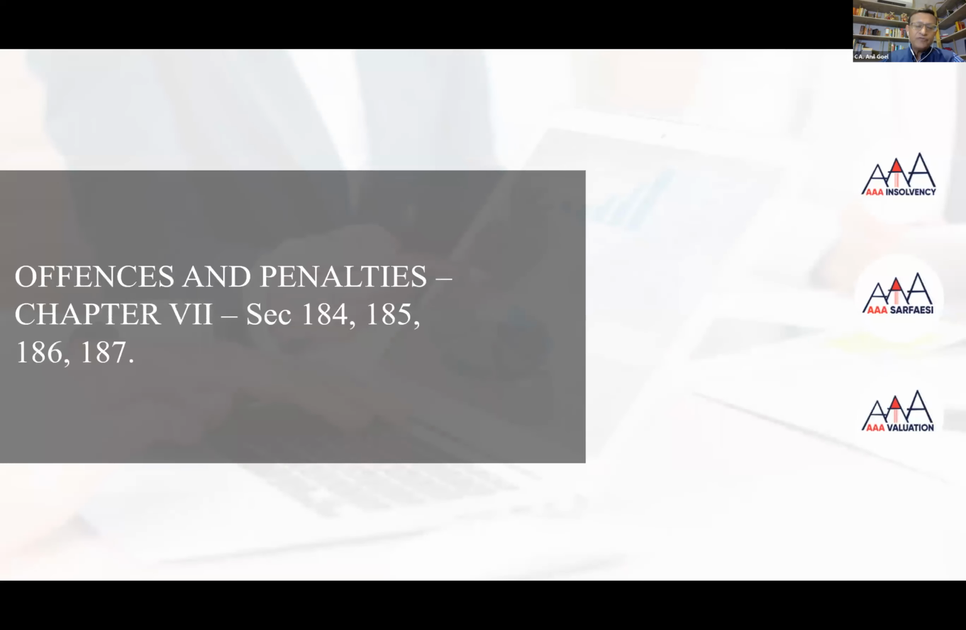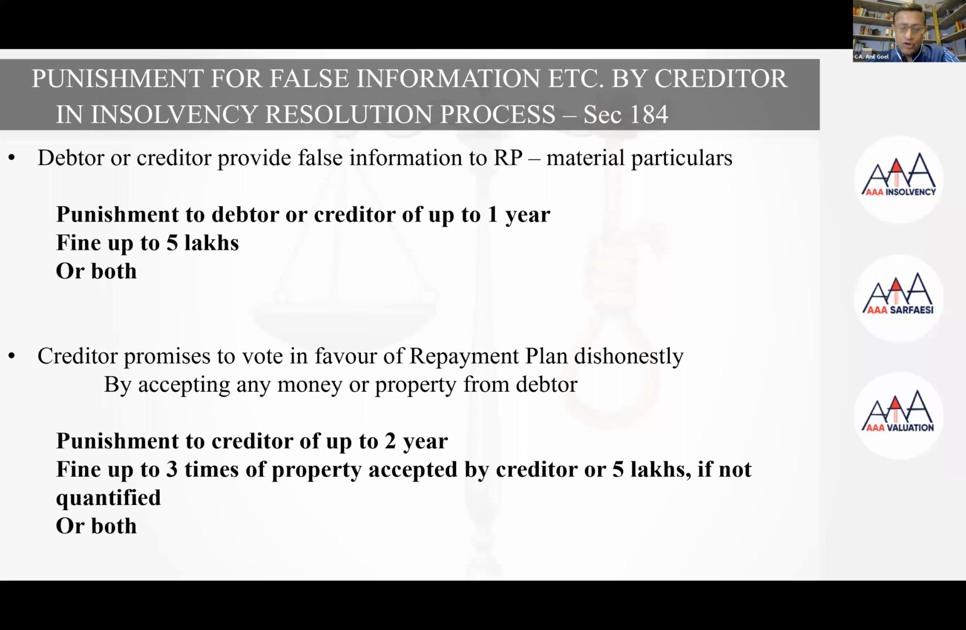Fair enough. In case there is no question, we can move to offenses and penalties under Chapter 7 of IBC, and we are dealing with sections 184, 185, 186, and 187. These offenses are very important because the most important part is when the bankrupt conceals any asset or hides any information, then there is a prosecution.